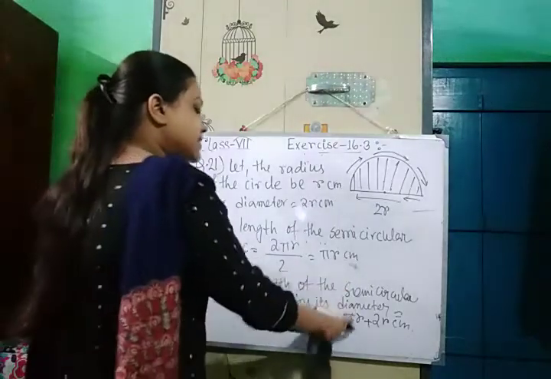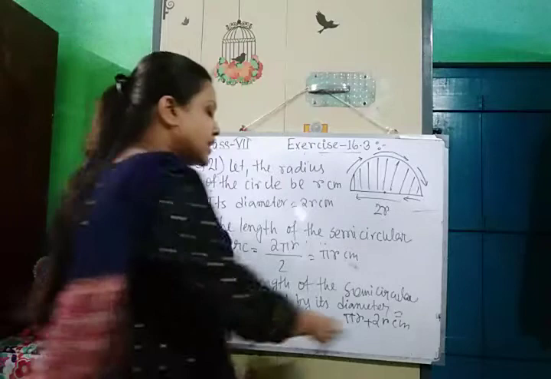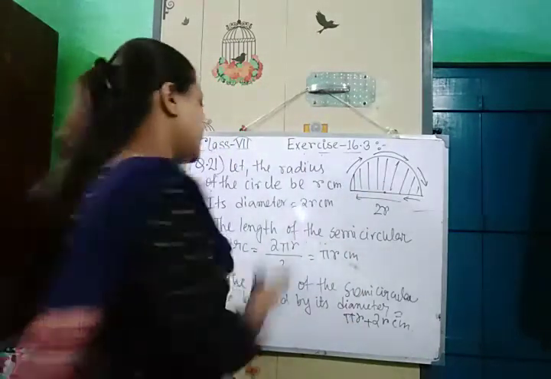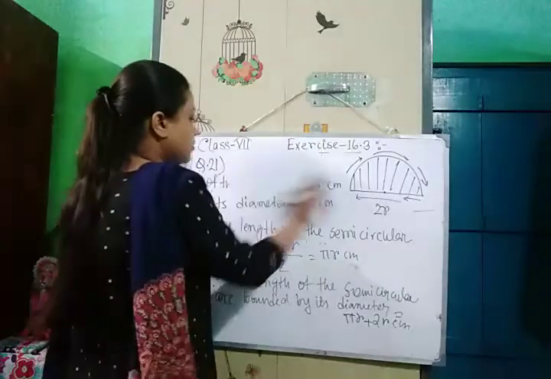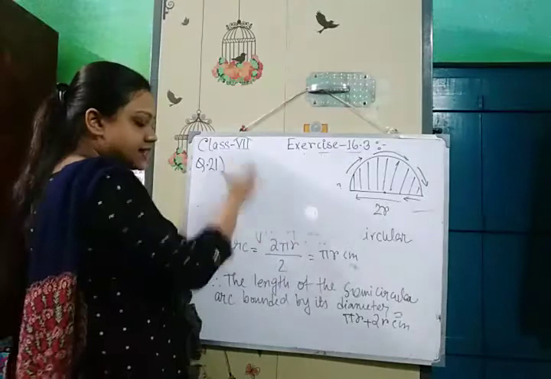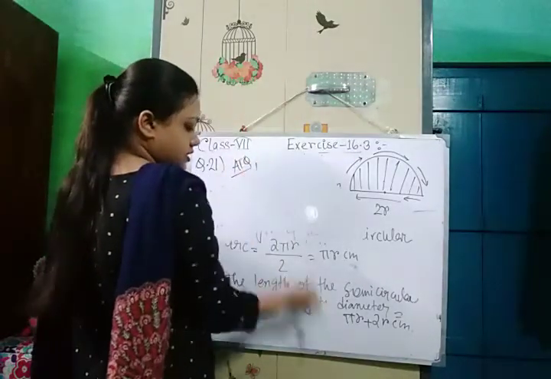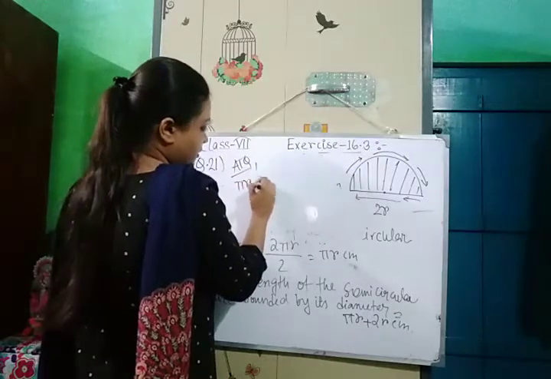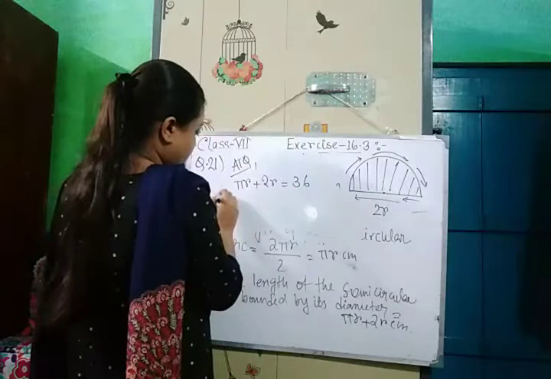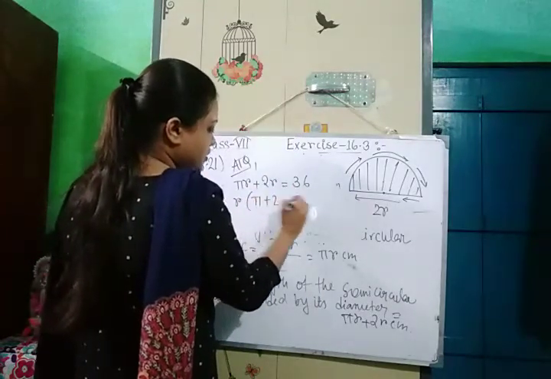Now this total length is the length of the wire. According to the question, this length is the length of the wire. That means the length of the wire is 36 centimeter. So we can write here now. All these statements you need to write. According to the question, pi r plus 2r equals 36. We will take r common. So it will be r into pi plus 2 equals 36.